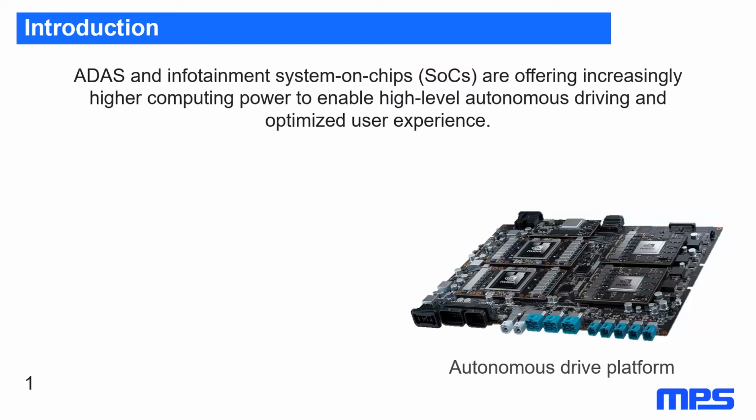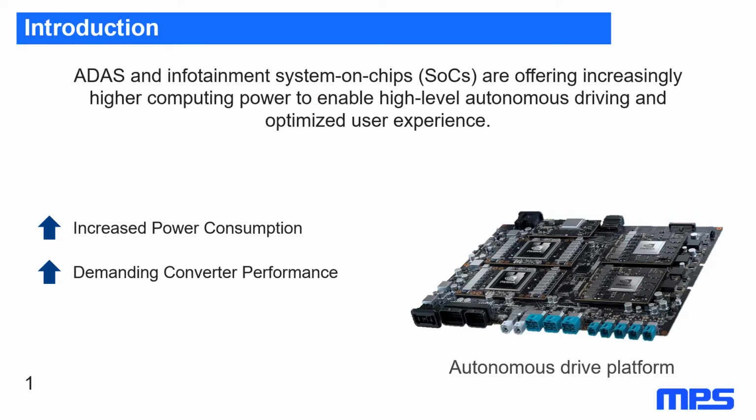So as an introduction, lately in ADAS, which are driver assistance systems in the car, and infotainment system on chips are offering increasingly higher computing power to enable high-level autonomous driving and optimized user experience. This has led to an increase in power consumption from these SoCs, and more demanding power converter performance. You need to keep a very tight regulation, not allow any overshoot or undershoot during the load transients, and overall have a very good DC performance. And last, it has increased the power density.